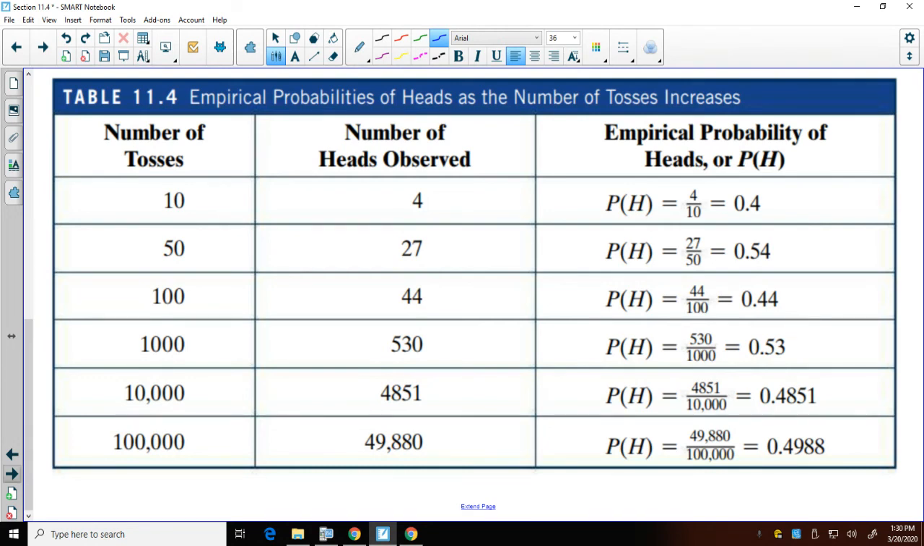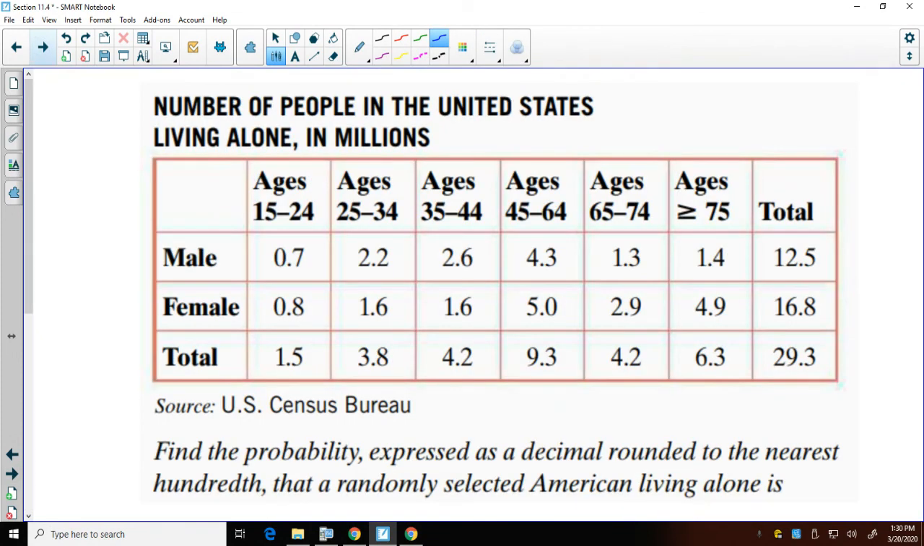So what I have left here are 2 examples, and we're going to find some probabilities. They ran a survey of the number of people in the United States living alone. This is where I said you see a lot of probability with experiments comes from surveys, because surveys are kind of experimental in nature. So they have males and females, and they have all of them broken up into their age brackets, and then you get totals for everything that happens down below.